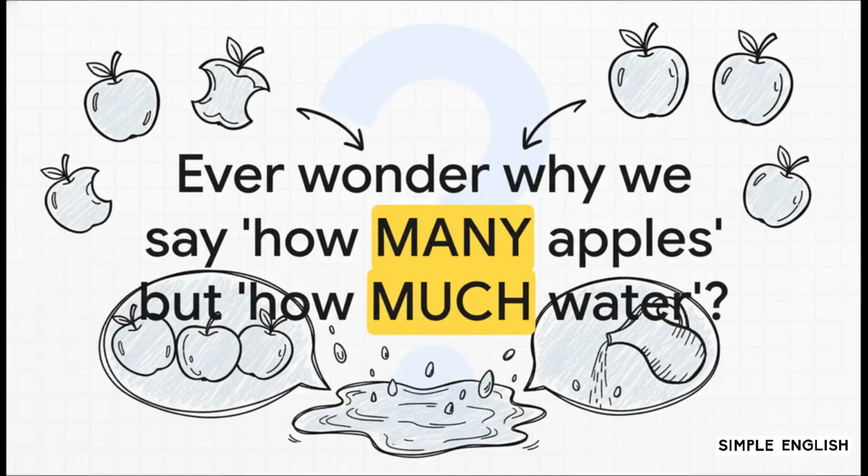Let's jump in. So have you ever actually stopped to think about this? Why do we say how many apples, but how much water? It kind of feels random at first, doesn't it? But I promise you, there's a really simple logic behind it, and we are going to unlock it together right now. The secret is all about two different types of nouns.